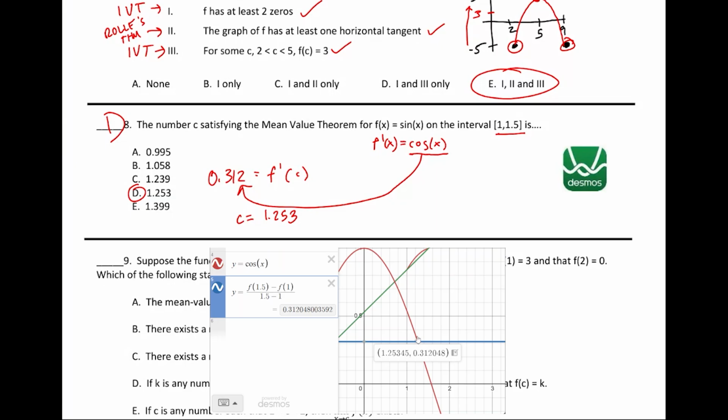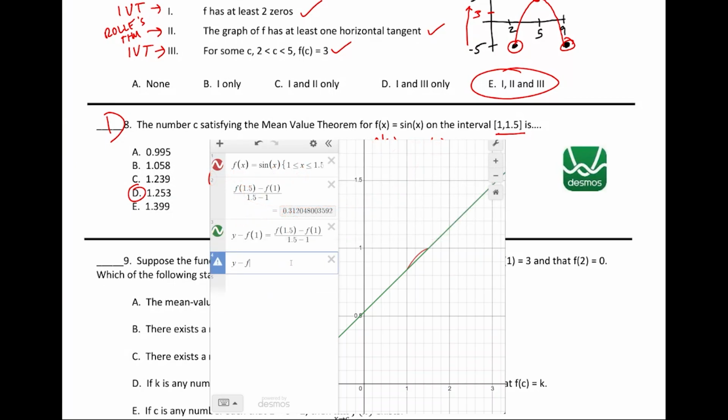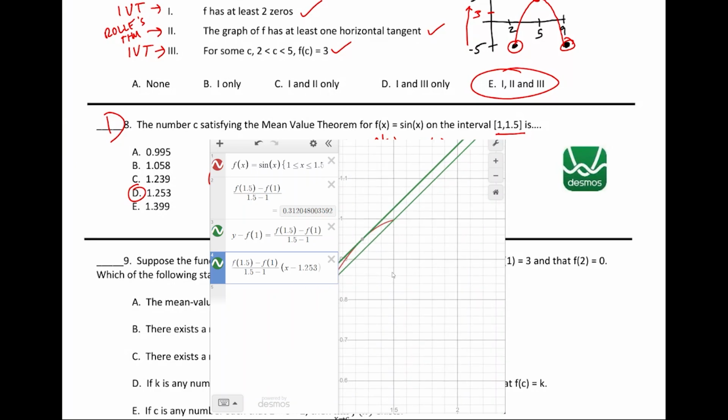And so our answer is going to be D, but I also just want to show you that that does work. I'm going to hide these two. And we're going to write an equation of a line using point slope form. So y minus f of 1 equals, and then the slope here should be the same slope. Oh, sorry, f of c, which was 1.253, equals the slope times x minus x1, where x is 1.253.